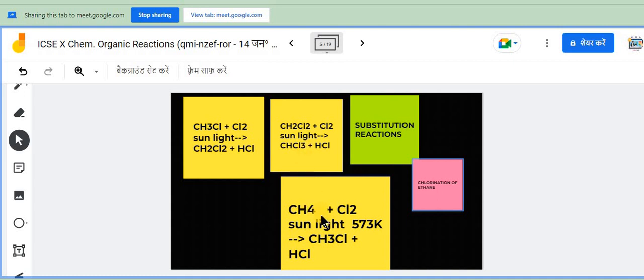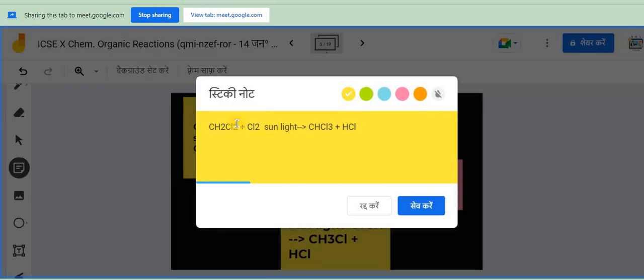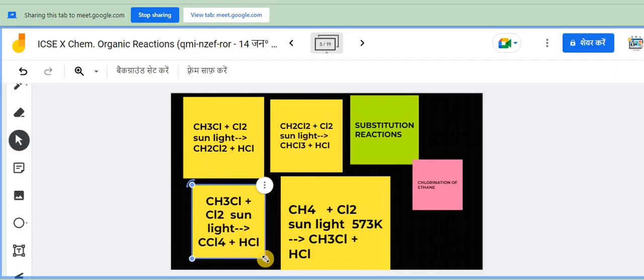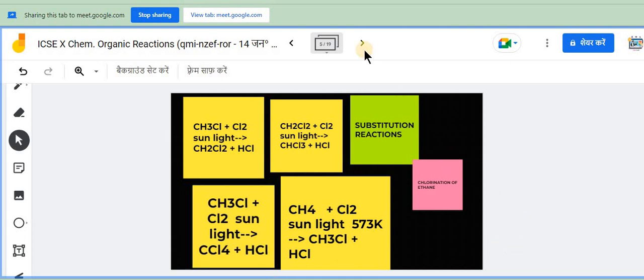If we take CH3Cl, CH2Cl2, CHCl3, let me just explain. If you take CHCl3 and do chlorination, as you have already told, you will get CCl4. Okay, so this is the reaction, right? So this is carbon tetrachloride. Can you tell me whether carbon tetrachloride is polar or non-polar?